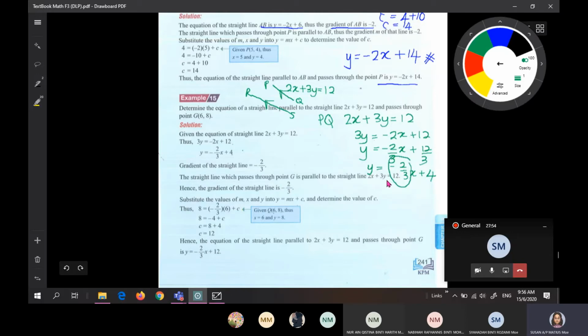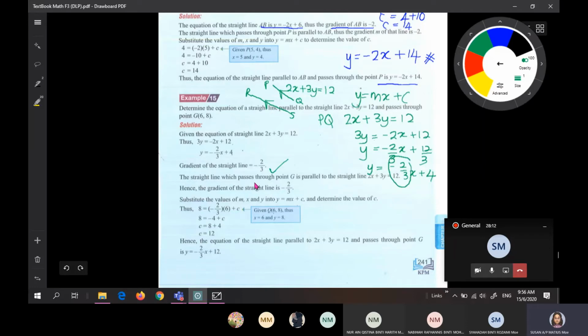So what is the gradient here? So the gradient is negative 2 over 3. Okay, so remember, whatever equation is given to you, you have to change it to the standard form, which is y equivalent to mx plus c. If you are in this format, then only you can find the value of gradient.